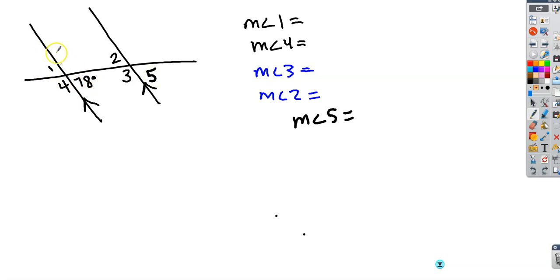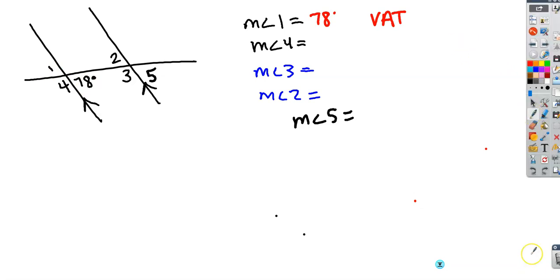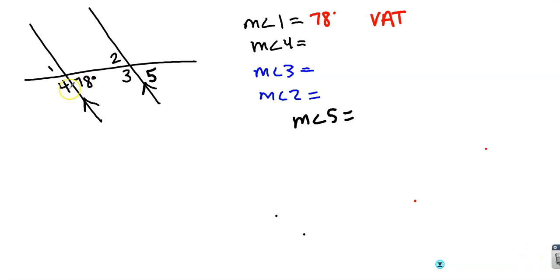They're what type of angles? Two lines intersect, opposite angles are vertical. So by the vertical angle theorem, I know that these two angles are equal. So that would also be 78. Okay, how about angle 4? Well, angle 4 is adjacent and forms a linear pair with 78, and so that means they would add up to 180, so that would be 102.